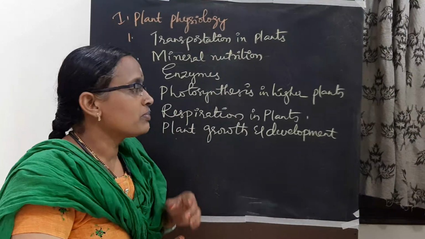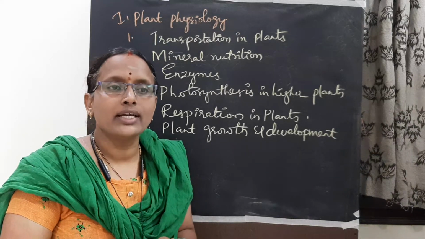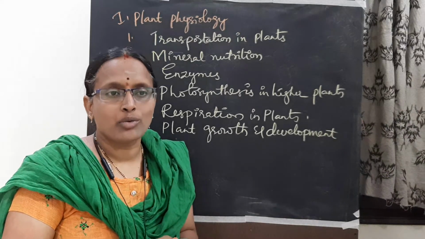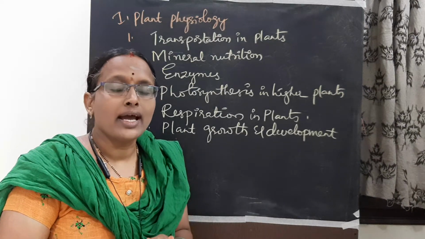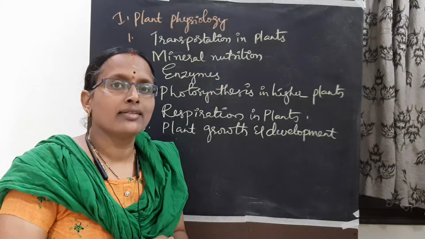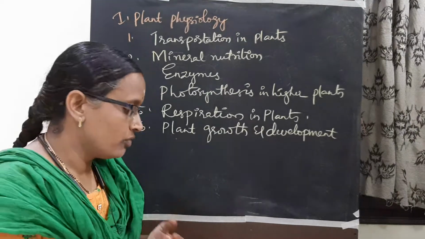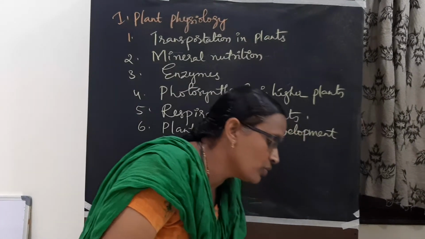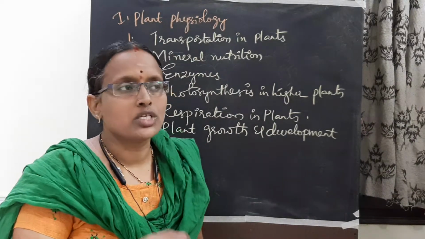The last lesson is plant growth and development. In this chapter we are going to deal with the different kinds of plant growth hormones, auxins, cytokinins, gibberellins, and abscisic acid, how we measure plant growth, and the effect of different plant growth hormones. This is plant physiology.